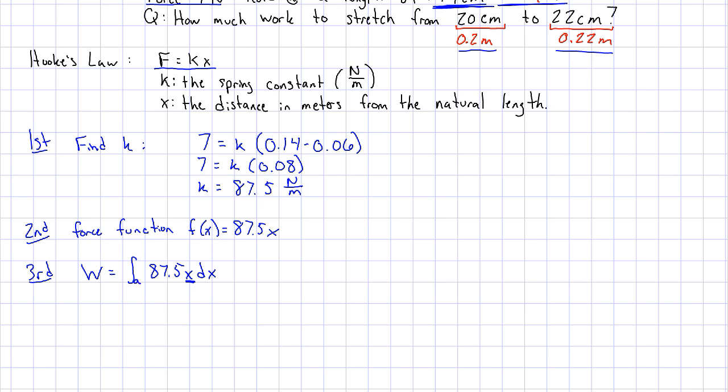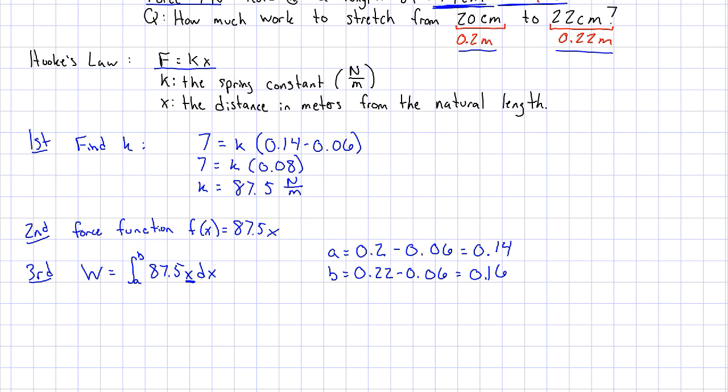So if I have a and b as my limits here, I need to calculate how far they are from natural because it needs to be consistent with my x value. So this a value will be 0.2 minus 0.06, which was my natural length, which will give me 0.14. And then b will be 0.22 minus 0.06, which will be 0.16.